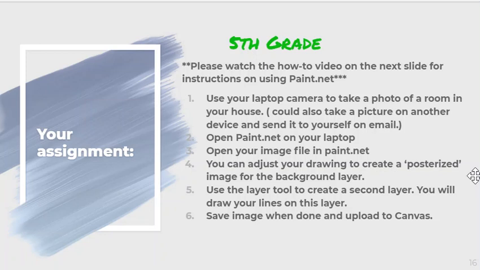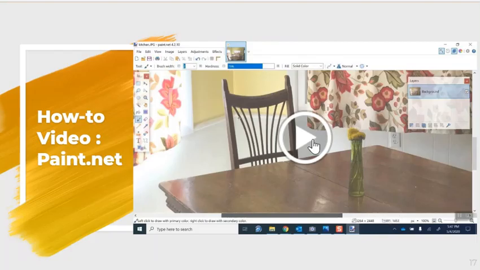Using that layer tool to create a second layer, you're going to then draw right on top of your picture. And then when you're done, save what you've worked on as an image, and you're going to upload it to Canvas. Now, I don't expect you to know how to do that all 100%. Part of what you're learning this week is probably some new stuff about how to use paint.net. So you're going to watch the video that I have prepared for you next. It's a little bit long, but it's going to show you how to use paint.net to create this effect. So I will go ahead and play that for you.